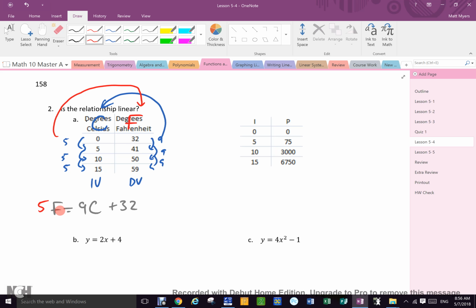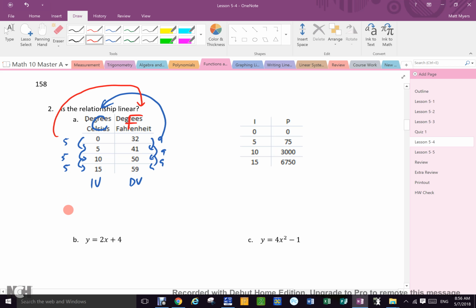Does it? What's my number? What's my degree there? What is C right there? 0. So what would go there? 0. 0 plus 32 is 32. But this is supposed to be 32. So that's not going to work, is it? So what do I got to do? None of this is working. So what do I got to do?